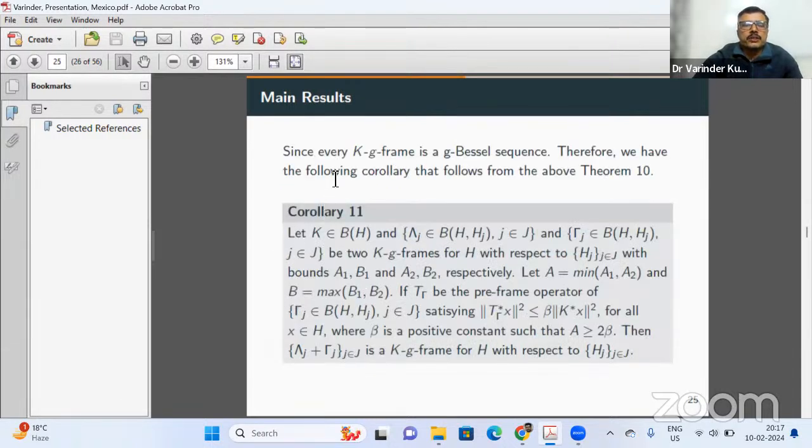So the main result that we started chasing in the beginning, that when the sum of two kg frames will again be a kg frame, becomes a corollary to this previous result. So if lambda j is a kg frame and gamma j is also a kg frame, and their bounds a1, b1, a2, b2 are given to us. And if I take a to be minimum of a1, a2, b to be maximum of b1, b2, and T gamma is a pre-frame operator for gamma j, satisfying the same condition, and beta is a positive constant satisfying the same condition, then this sum is a kg frame.